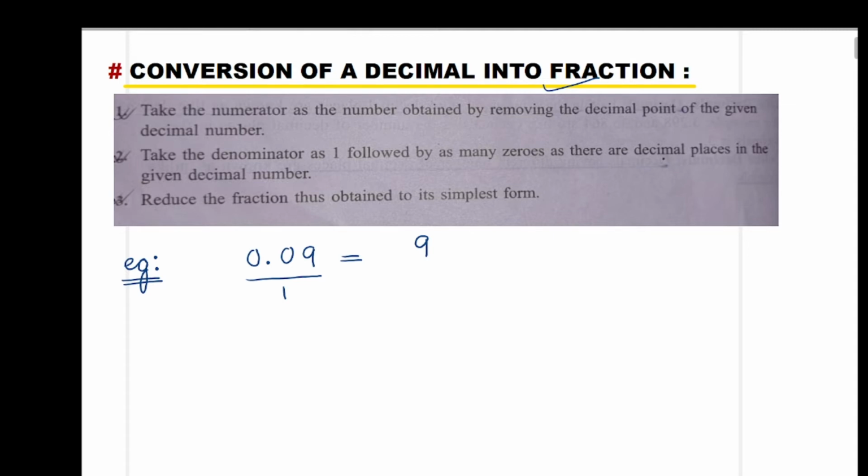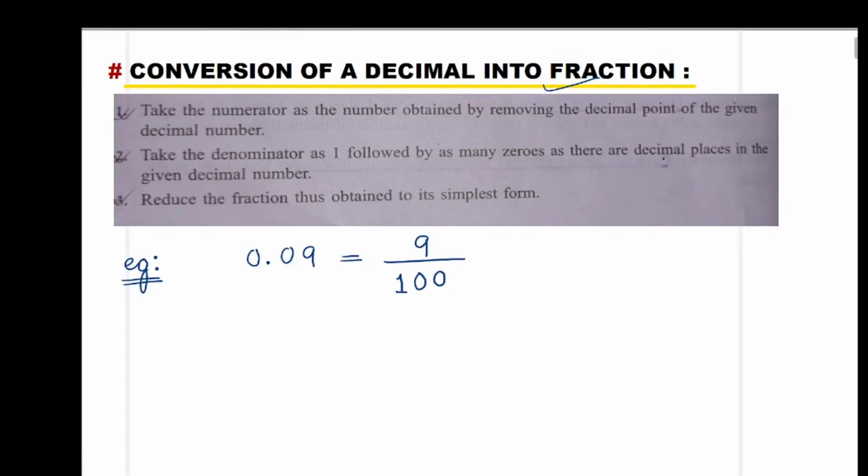Okay. Now see, next point, take the denominator as 1 followed by as many zeros as there are decimal places in the given decimal number. That means when you take 9 here, then in the denominator what will you write? See, the point is before how many digits? 1, 2, before 2 digits. Then in the denominator 2 zeros will come, before that 1 you have to write.